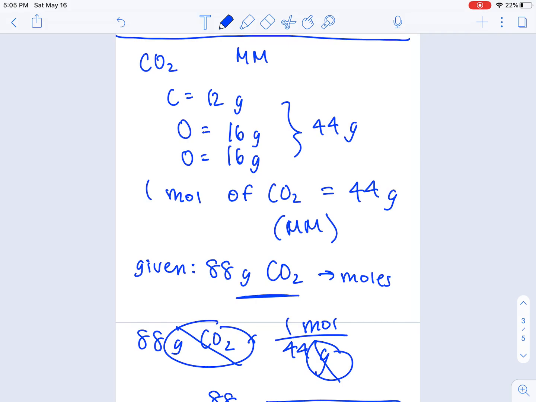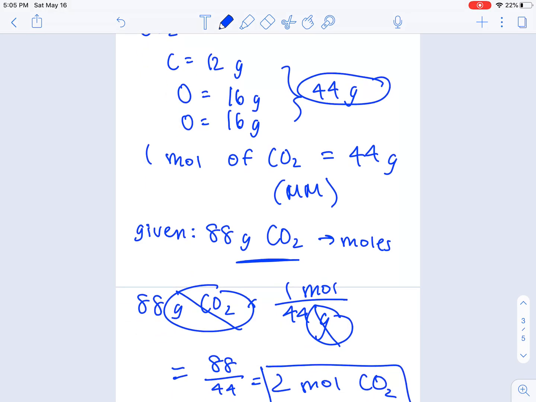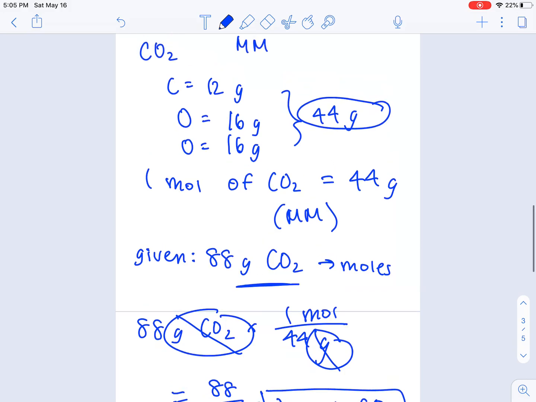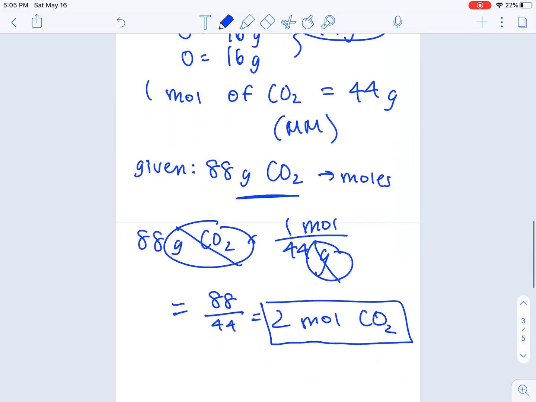You add them together, which we found was 44 in this case, right? So that means that there's 44 grams in 1 mole of CO2. But the given number is 88 grams. So we're trying to convert that into moles. And I'm just using easier numbers here, so you could probably figure out 88 divided by 44 is just 2, but you might not be lucky next time.